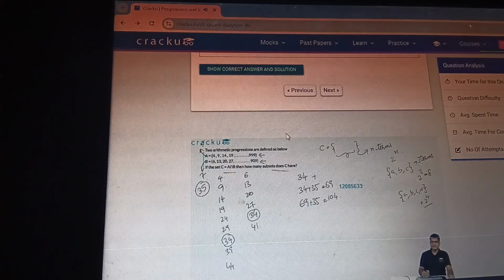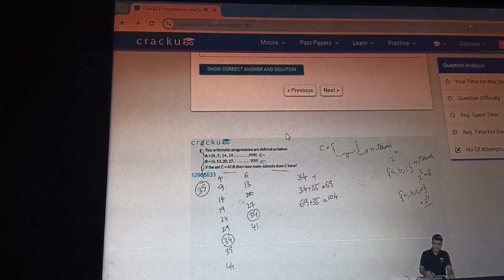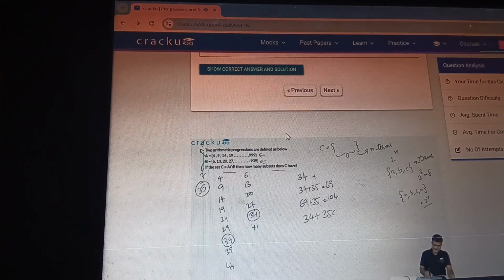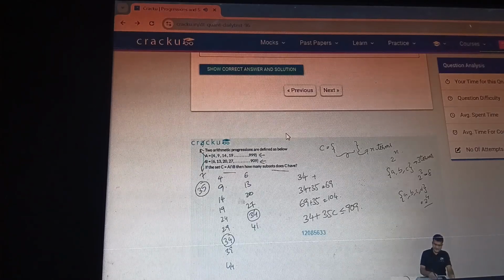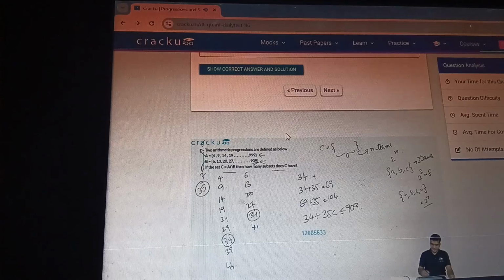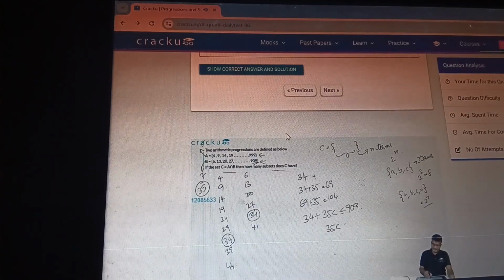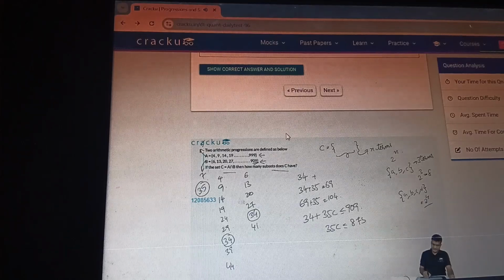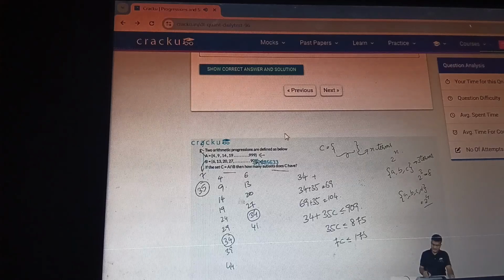And how many such terms will be there? Every term which is common between A and B can be represented by 34 plus 35C, and this has to be less than or equal to 909, which is the largest number in B. If 34 plus 35C is less than or equal to 909, 35C will be less than or equal to 875, or 7C will be less than or equal to 175, or C will be less than or equal to 25.